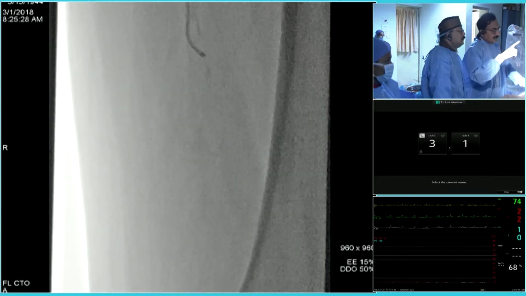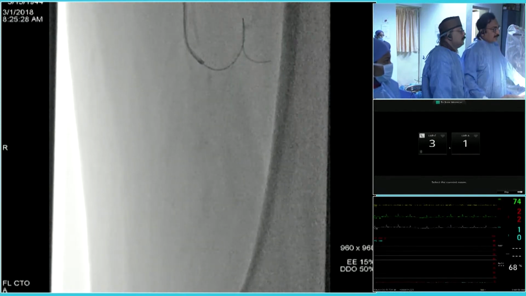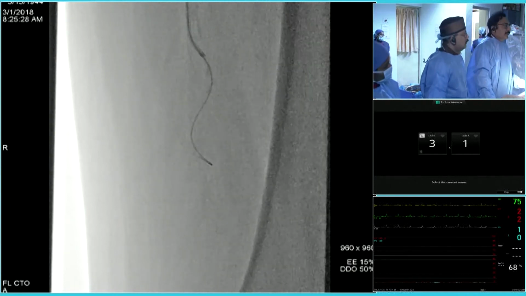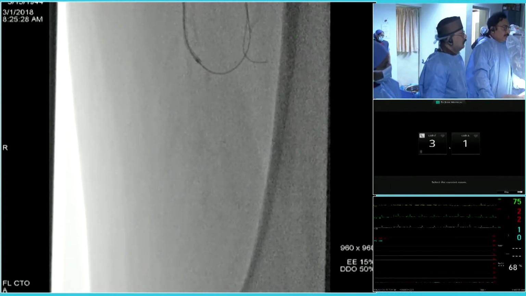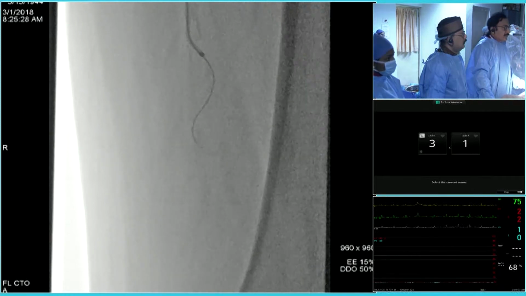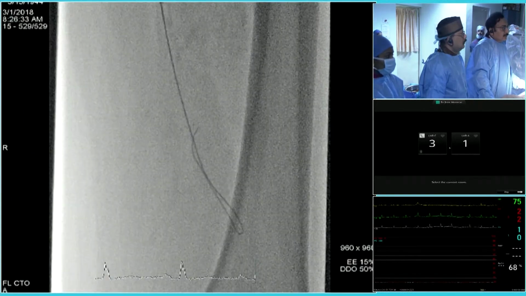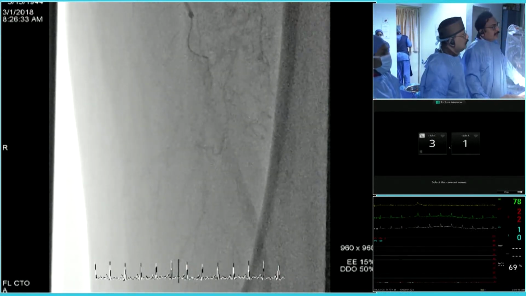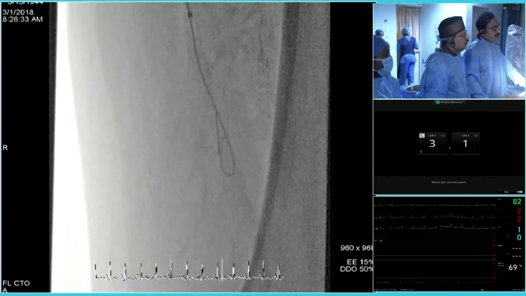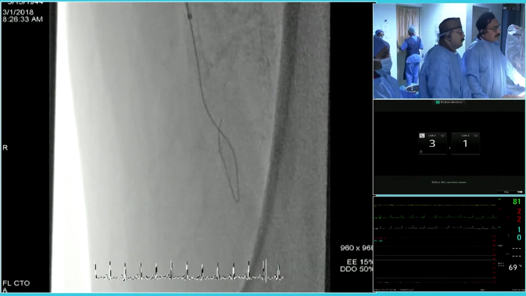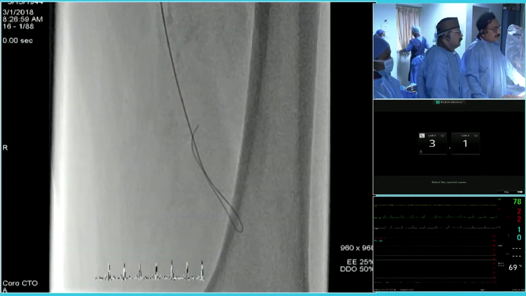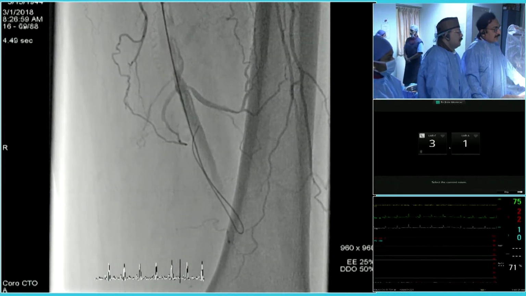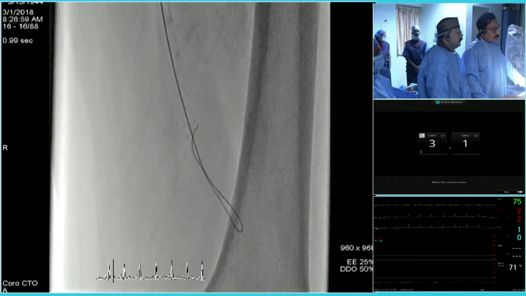So we know up till this point we are in the true lumen because we can go into the branches. And just beyond that, we have gone subintimally, and we need to get back to the true lumen at the right place. Next. So this looks like it is definitely in the false lumen, because you can see it goes out of the vessel silhouette. Next. And that is where we are right now.